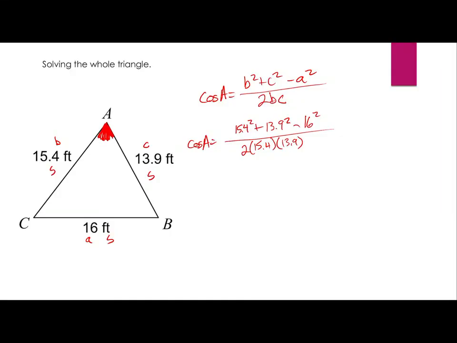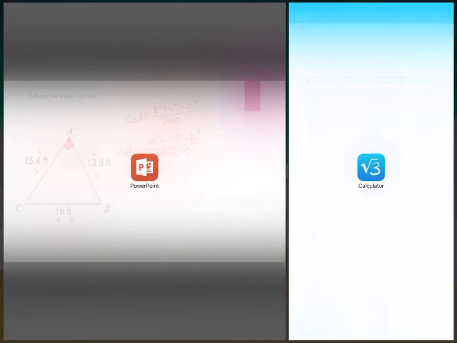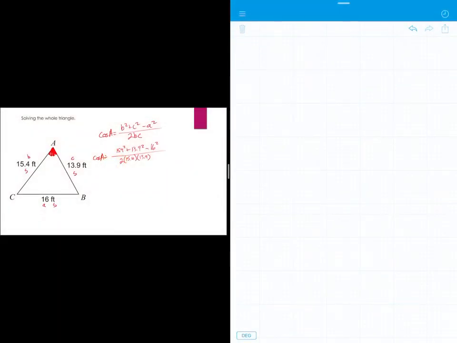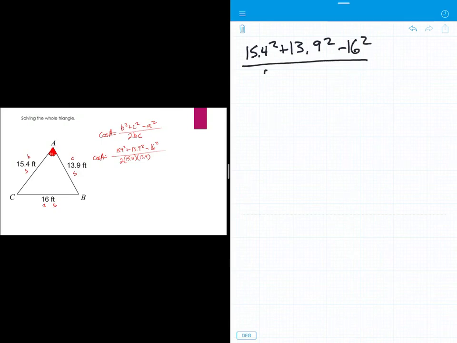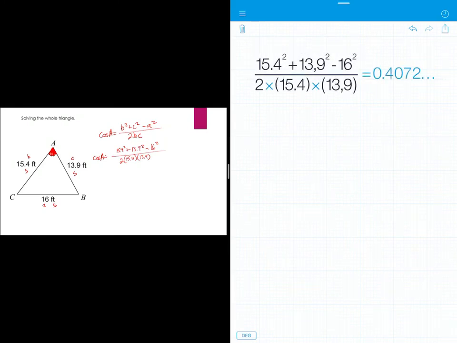Okay. Actually, let me drag it up and split screen it again. Okay. So this one is going to be 15.4 squared plus 13.9 squared minus 16 squared, all divided by 2 times 15.4 times 13.9. Okay, so that gives me 0.4072. Now, if you wanted to, you could look up on the chart, the trig tables, what that is.